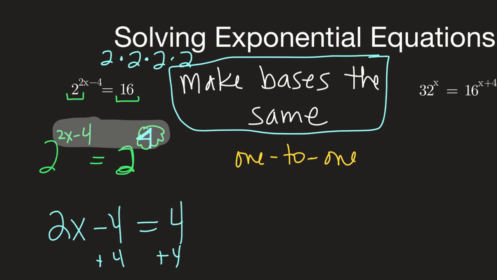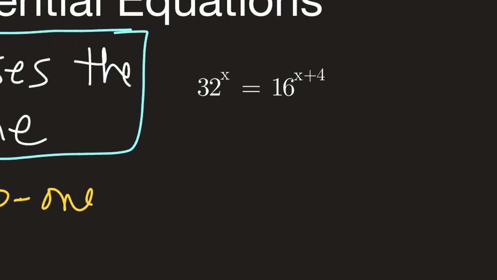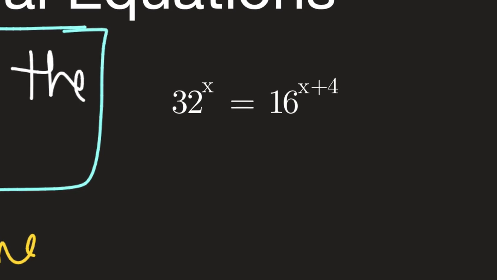So let's see about this one, 32 and 16. Can I make those bases the same? Well, a second ago, I knew that 16 was 2 to the 4th power, okay, and I still have this x plus 4 already there. So this turns into a multiplication problem. Now, how many 2's multiply together to give me 32? Okay, that is my new question.